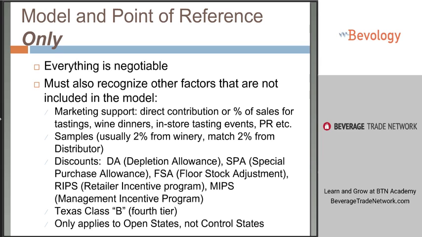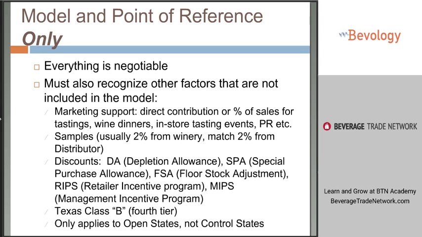A few that I've put out here are DA, which is a depletion allowance, and that's a way of discounting a product after it's sold to a distributor. SPA, which is a special purchase allowance, which is a way of discounting a product prior to the purchase. FSA, floor stock adjustment, which is a price adjustment, as the word implies, that can apply to both the distributor and the retailer. And then you'll find in many states, and I use New Jersey as an example here, they all have their own terminology and structures.